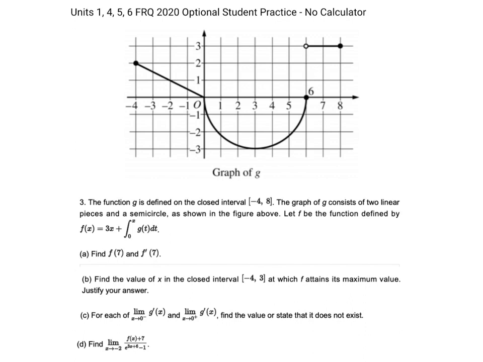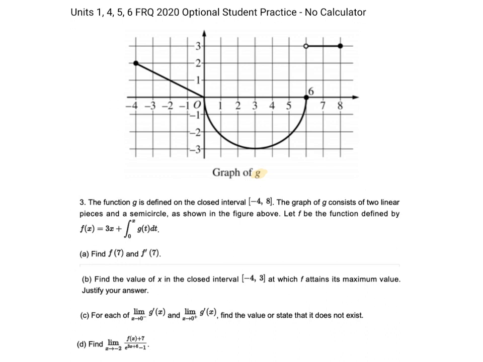Let's see if we can tackle this free response question that covers concepts from units 1, 4, 5, and 6. You can see we're given the graph of function g, and g is a piecewise defined function. It has a linear component, a semicircle component, and then a horizontal line component.